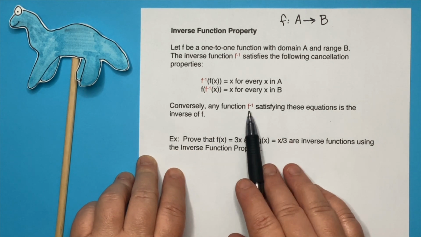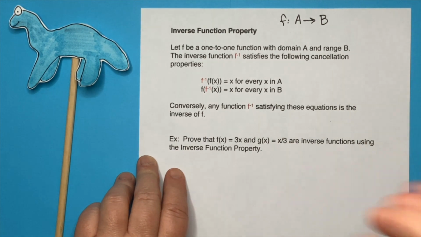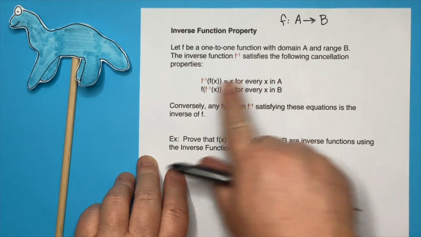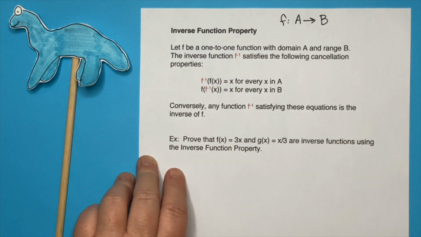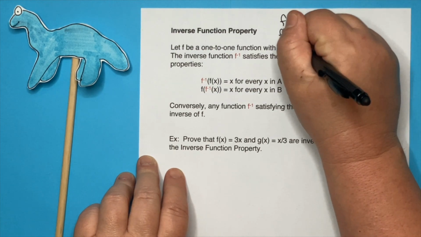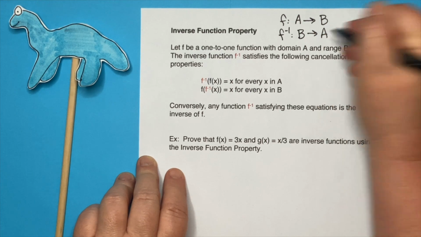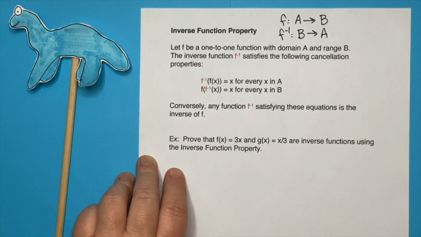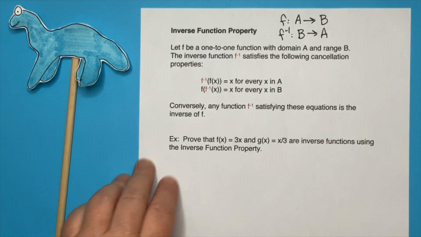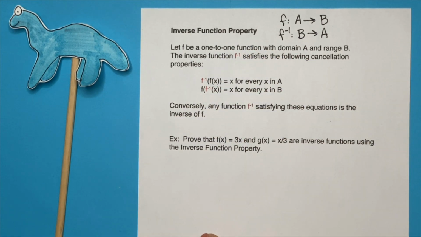Conversely, any function f inverse satisfying these equations is the inverse. So in other words, if it's the inverse, this is true. If this is true, it is the inverse. Now, let me finish this thought. Keep in mind, f inverse is going to reverse your domain and range. So just keep that in mind. Okay, this is a lot. It's beautiful, it's wonderful, but it is a lot. So what the heck does it say?